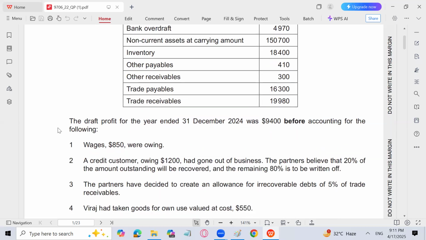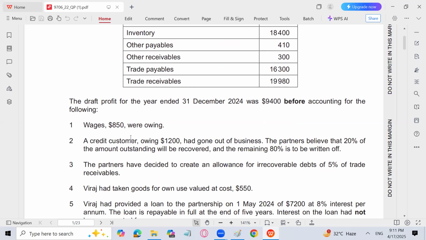Wages of 850 were outstanding. It is added to expenses and should be subtracted from profit. A credit customer owing 1200 has gone out of business. It has become bad debts, but the partners believe that 20% of the amount outstanding will be recovered. Out of 1200, 20% which becomes 240 will be recovered, and the remaining will become bad debts. Next, the partners have decided to create an allowance for irrecoverable debts of 5% of trade receivable.